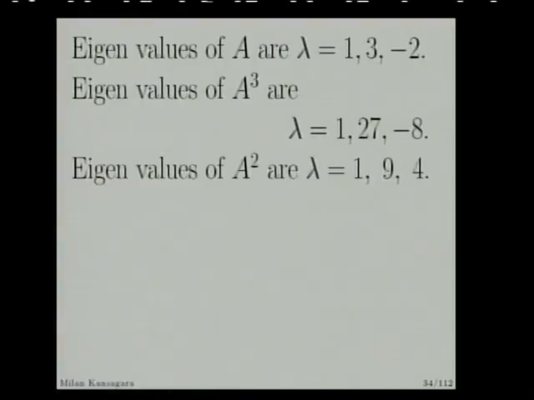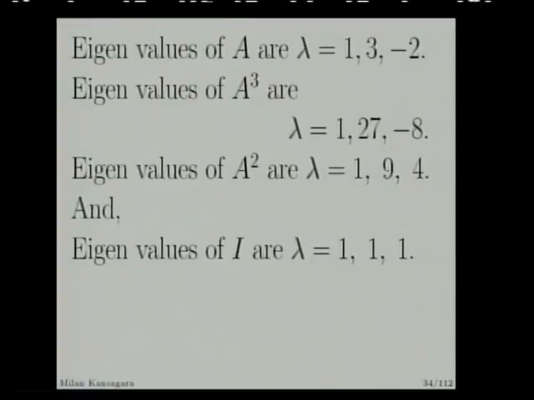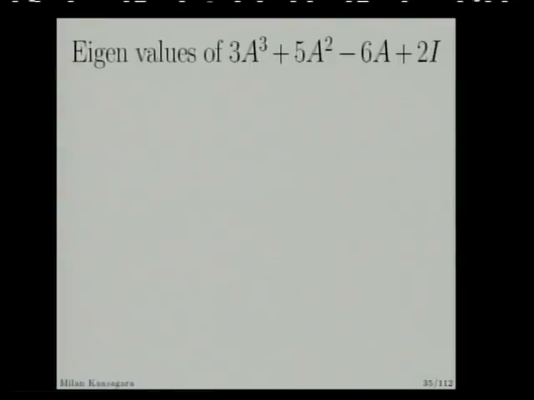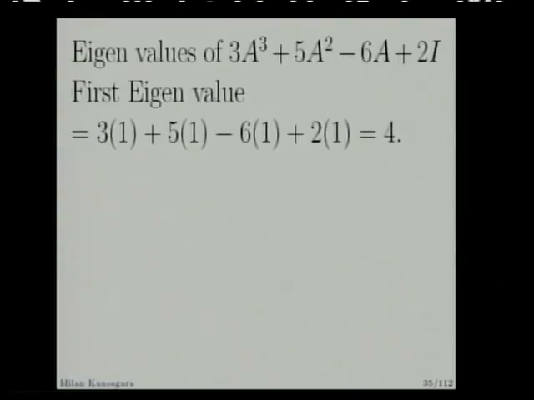Similarly, the eigenvalues of A square will be 1 square, 3 square and minus 2 square. And the eigenvalues of I are 1, 1, 1 because I is the identity matrix. So what will the eigenvalues of this expression be? The first eigenvalue: A cube gives 1, A square is also 1, A is 1 and I is also 1.